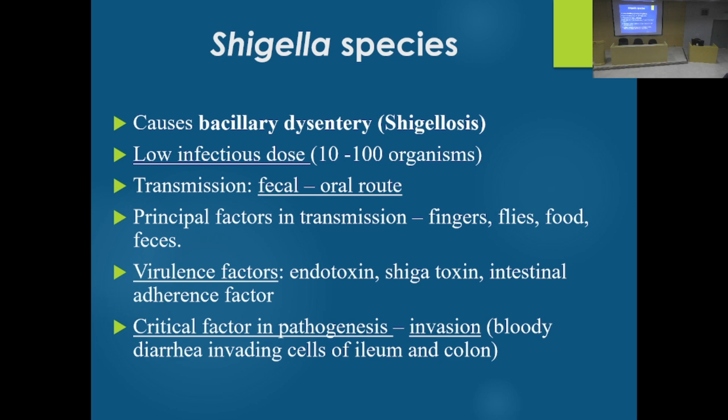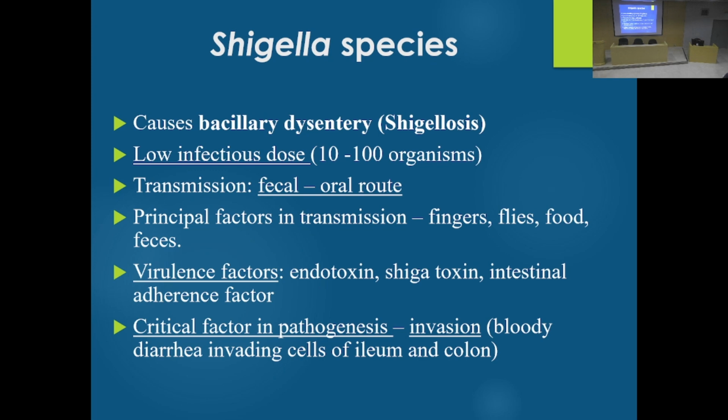Okay, so for Shigella, just 10 bacteria is enough. So maybe in Amina's sandwich there were just 10 bacteria, okay, that developed this infection. And the transmission is feco-oral. Okay, when you eat contaminated food. And the virulence factors that are present in this bacteria are, because we know that Shigella is gram positive or gram negative?